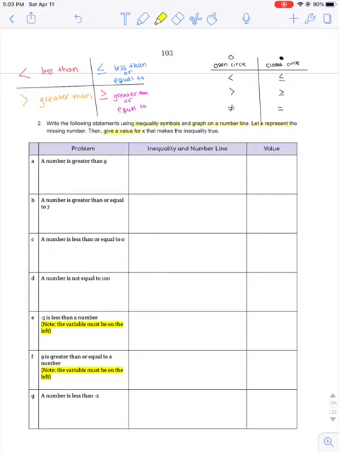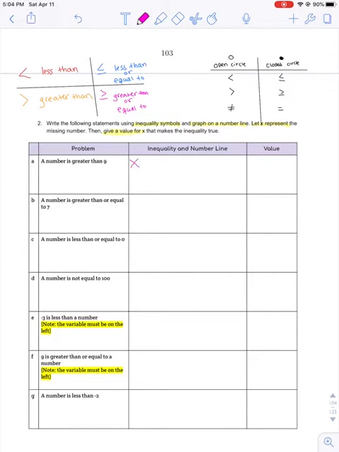You can see at the top, I have our chart with the 4 different symbols, and I also have the chart that shows what has an open circle and what has a closed circle. Let's look at the first one. Problem A, it says a number is greater than 9.